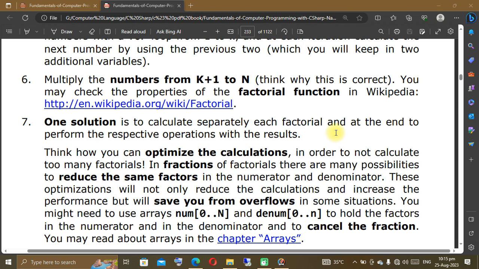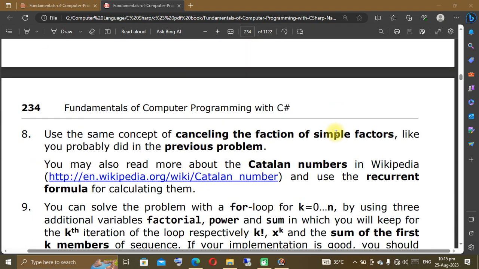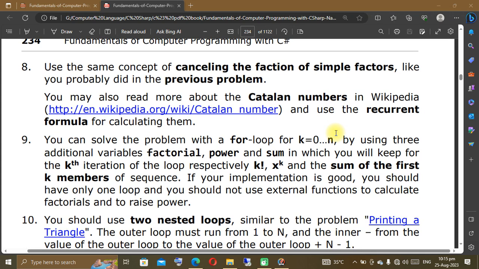You may read about arrays in the chapter Arrays. Use the same concept of cancelling the fraction of simple factors like you probably did in the previous problem. You may also read more about the Catalan numbers in Wikipedia and use the correct formula for calculating them.